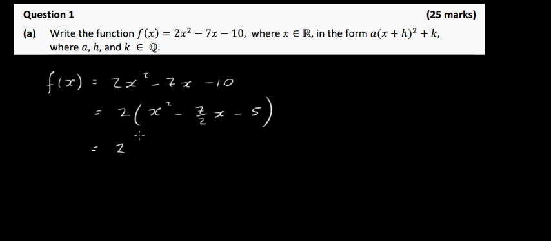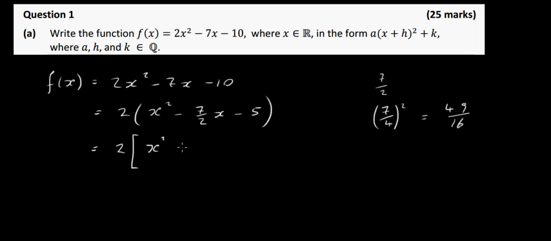The procedure here is to take the coefficient of the x, which is 7 over 2. I'm going to half it, so that will give me 7 over 4. I'm then going to square it, so that will give me 49 over 16. So I've halved the coefficient of the x and squared it. What I'm going to do next is add it and subtract it.